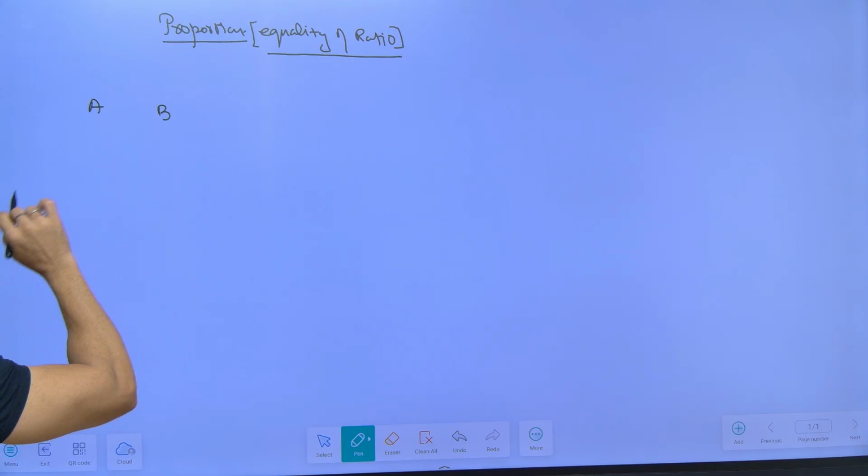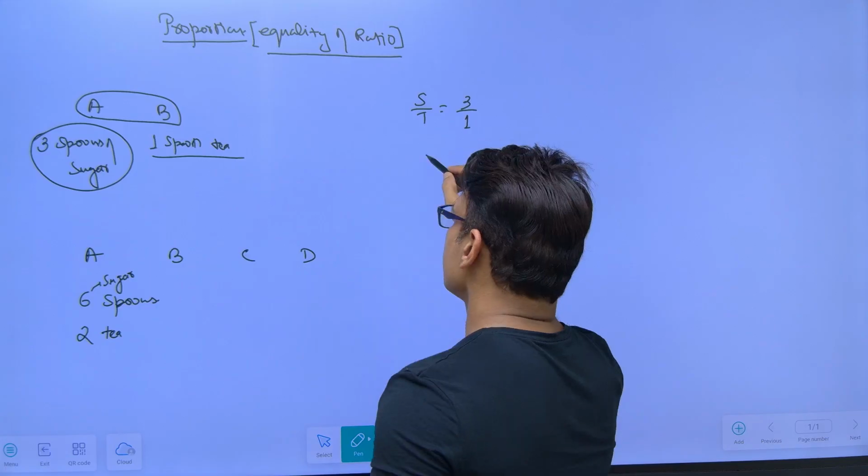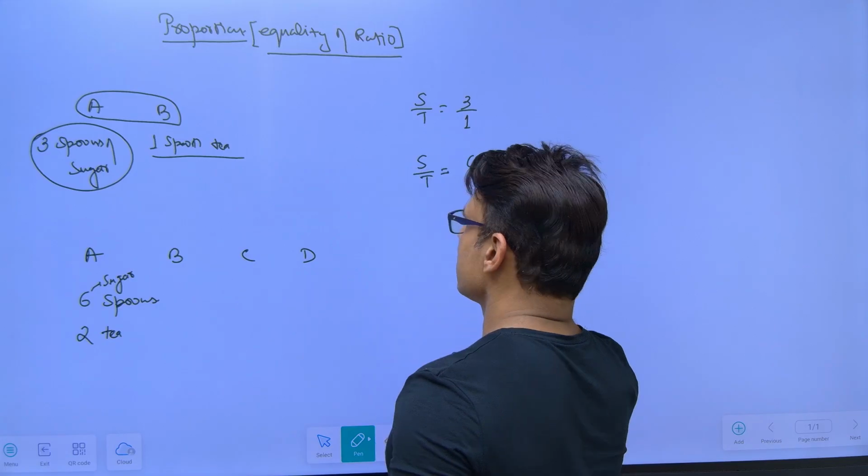तुमने किया क्या यहाँ पर? तुमने proportion यूज किया है. Proportion is equality of ratio. So in the first case, when 2 people are there, what is the ratio of sugar to tea? 3:1. In the second case also, sugar to tea कितना हुआ? 6:2, which is again equal to 3:1. So in both cases, the ratio is the same.